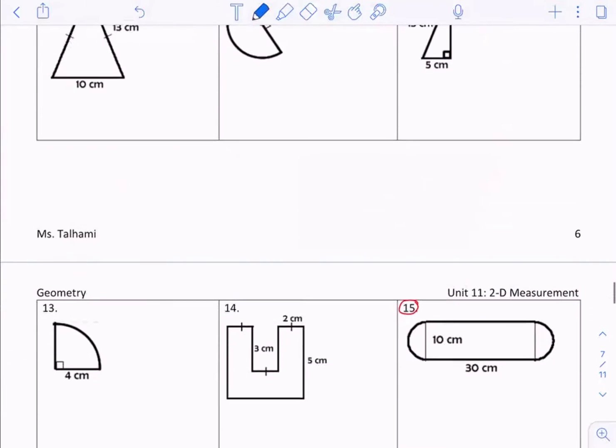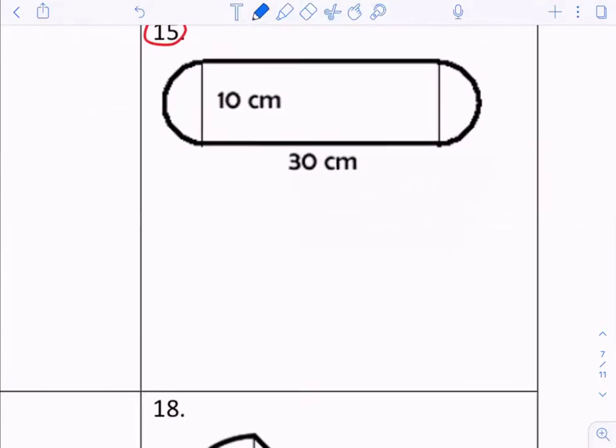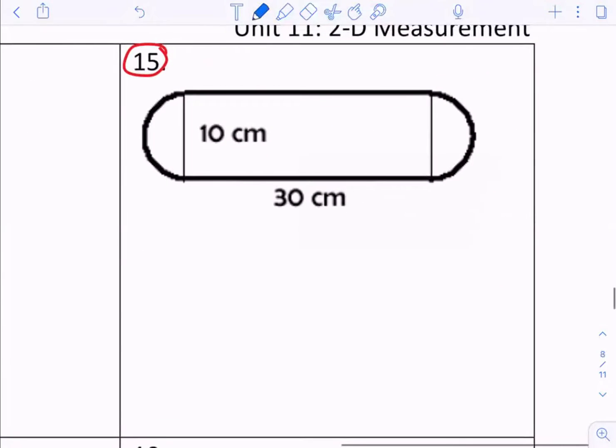Let's do a couple more examples. I think we should do 15. The reason being is that 15 has 2 semicircles at either end, and we also have straight lines. So we're actually combining circumference and perimeter in the same problem, aren't we? Yep. And if this piece is 30, and it's part of a rectangle here, that means this piece must be 30.